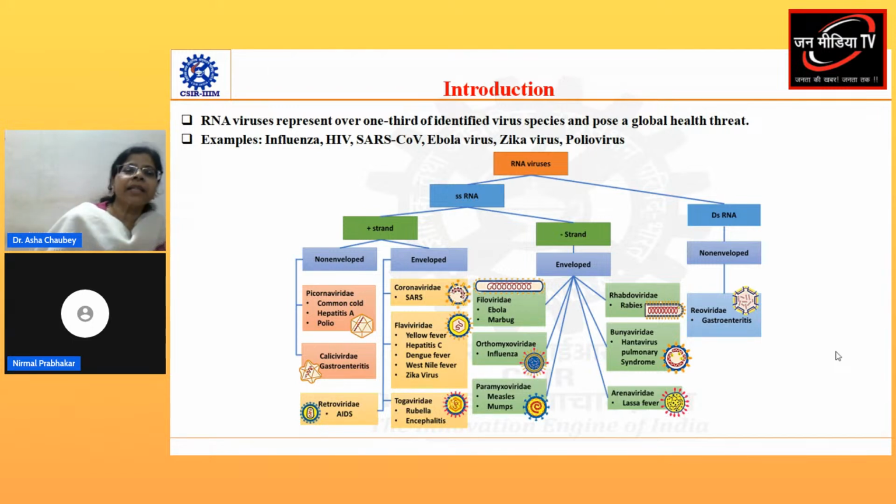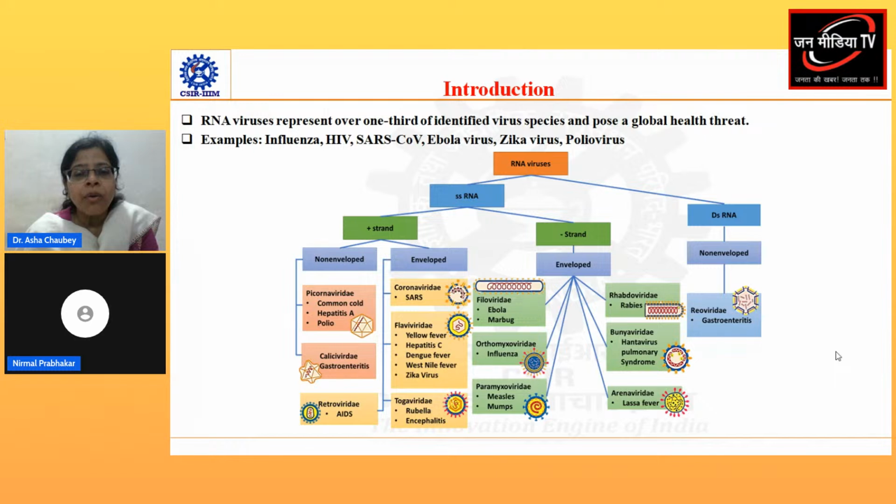So, if we talk about the RNA viruses, they cause almost one third of the identified species and the diseases that have caused a human threat. In the healthcare industry, the global threat has been there since long, and examples include the influenza virus, HIV, SARS-CoV, Ebola viruses, Zika viruses, polio viruses, and all. We have been using various kinds of remedies to eliminate these viruses, but some of the viral infections have taken us to pandemics, and the recent one was COVID-19.